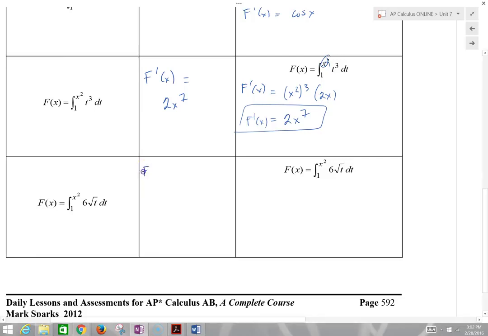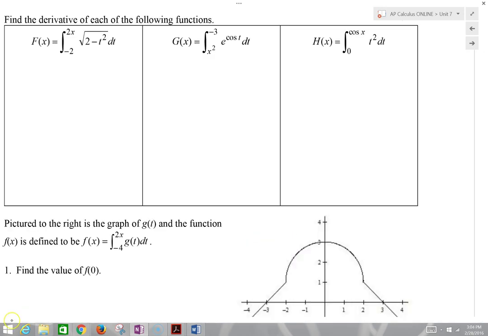Let's see. F prime of x for this one was equal to 12x squared when we worked it all out. We apply the second fundamental theorem of calculus. We're going to get f prime of x is equal to 6 times the square root of x squared, and then times the derivative of x squared, which is 2x. So we have 6x times 2x, which is 12x squared.